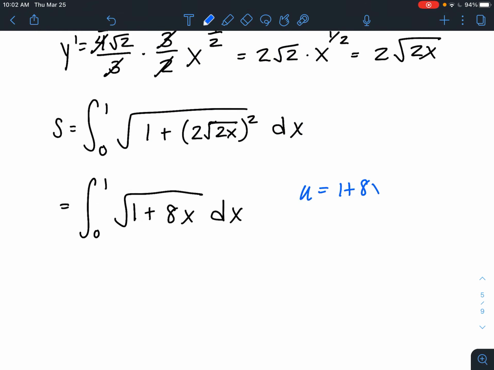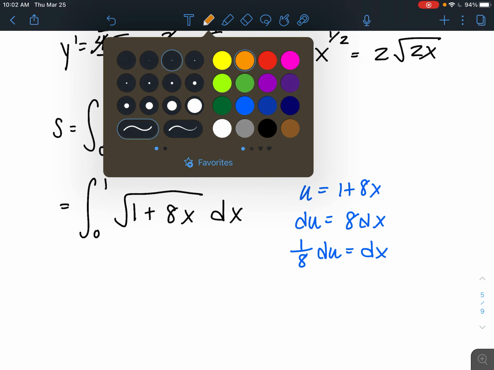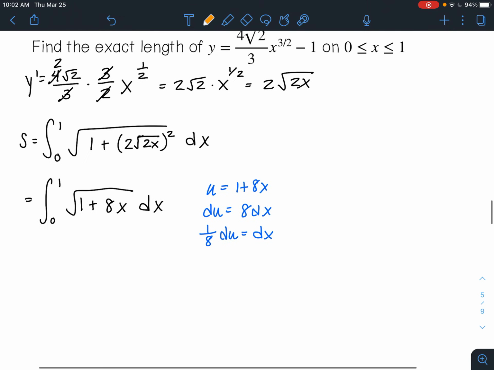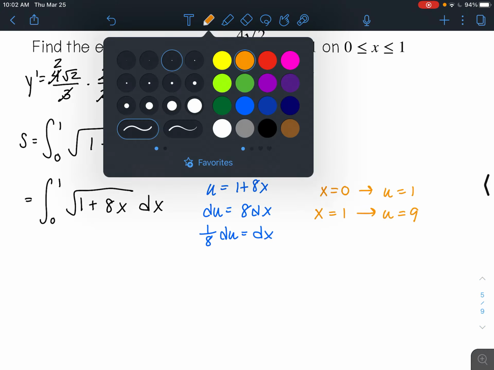I'm going to let u be 1 plus 8x, which means my du, if I take the derivative, would be 8 dx. So 1/8 du is going to equal my dx. Right, so substitute that in. I'm also going to substitute in for the limits of integration, so that way I don't even have to convert it back to x's. So if x is equal to 0, that means that u would equal 1. And if x is equal to 1, u is going to equal 9.